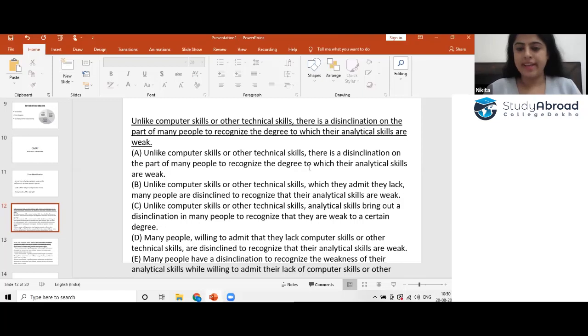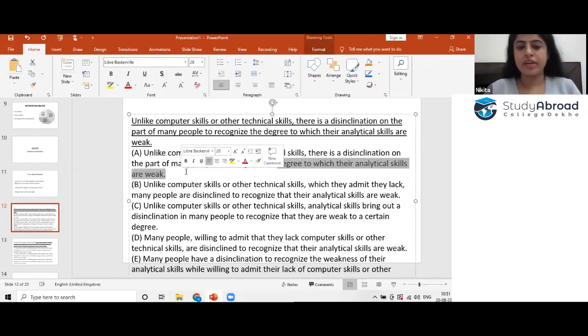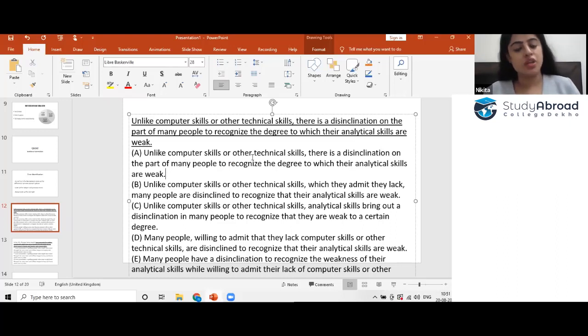In option A, it says the degree to which their analytical skills are weak to recognize. So it is not placed at the right point where it is supposed to be. What you come to know from this question is that the information should be placed nearby. The ultimate target is that the right answer you are selecting has to make good sense.